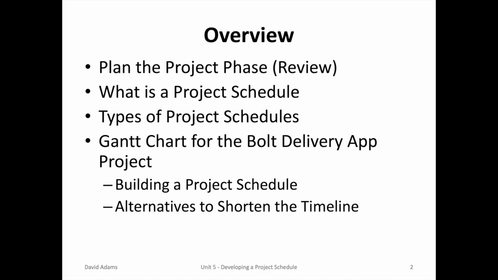With this unit lecture, we move to the second part of the Plan the Project phase. We've completed the work breakdown structure and the project task worksheet, which allows us now to go to the project schedule. So in this unit, we'll learn what a project schedule is and the types of project schedules. We'll work on the in-class case study, the Bolt Delivery App project, to create a Gantt chart and build a project schedule for this case, and alternatives to shorten the timeline. And of course, we'll end with best practices.